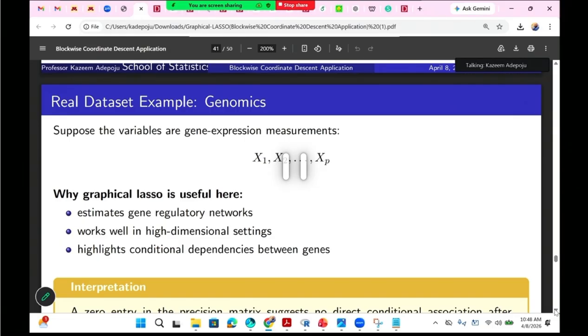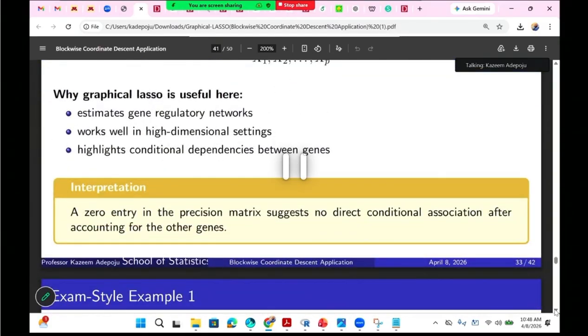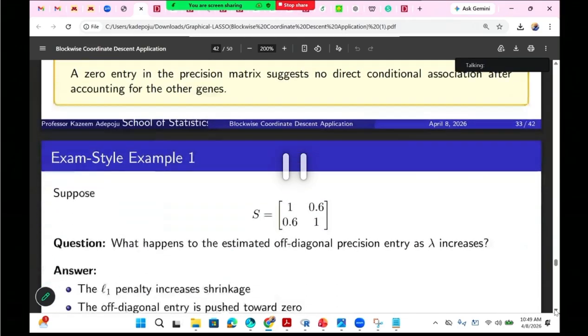Let me tell you this: the graphical lasso is going to help in situations with higher dimensional data. Here I said a zero entry in the precision matrix suggests no direct association after accounting for other genes.